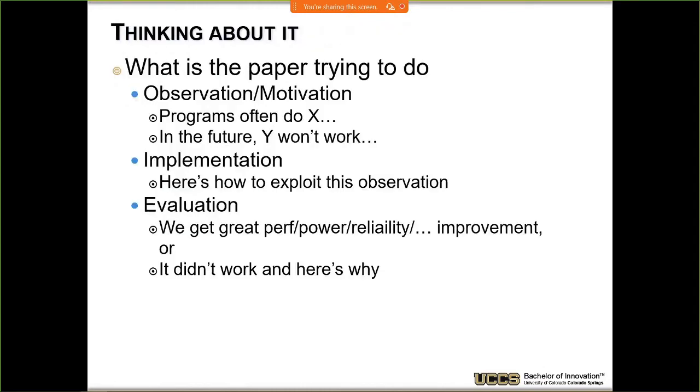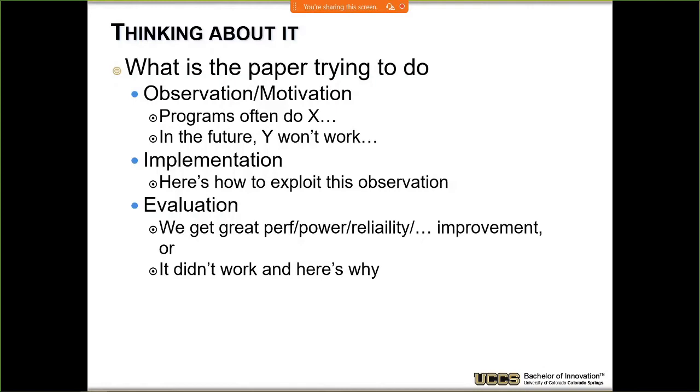So when I talk about thinking about it, what's the paper trying to do? What's the observation? What's the motivation? It's unfortunate when papers are motivated by X and then their experiments or their theory has nothing to do with that. Right? This disconnect is something you want to talk about. Programs often do X in the future, Y won't work, right? So these are kinds of observations or motivations that they're trying to do. And then one of your jobs is to connect, is that related to what the paper actually concludes?